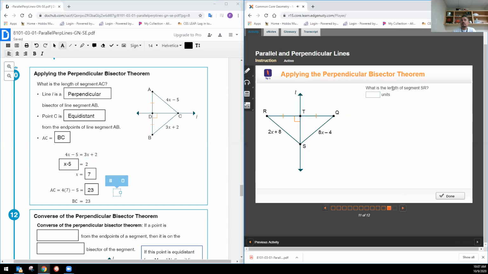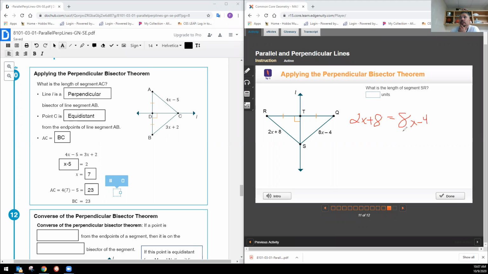Find the length of segment SR. So let's go ahead and annotate this. So this is 2x plus 8 equals 8x minus 4. Okay, so when you set them equal to each other, I don't want to bring over this 8x because that creates a negative over here. So I'm going to bring this one way.